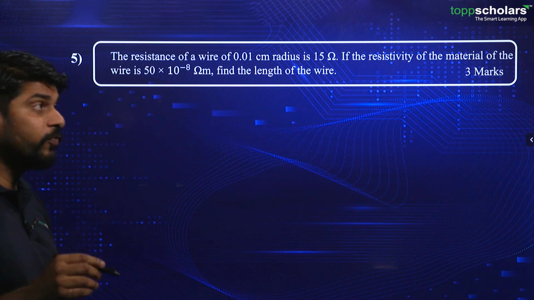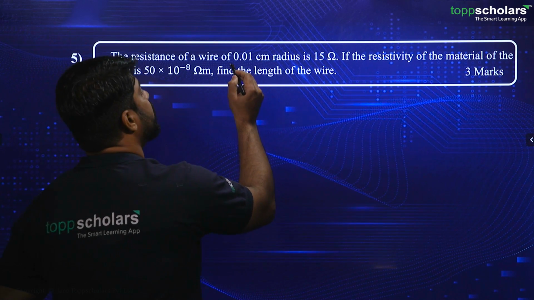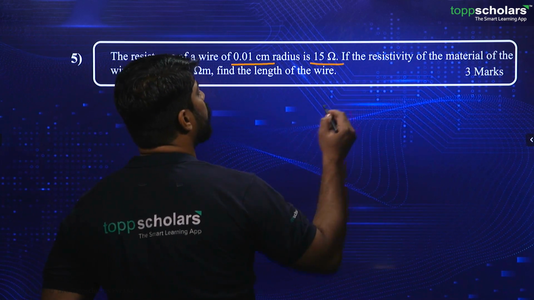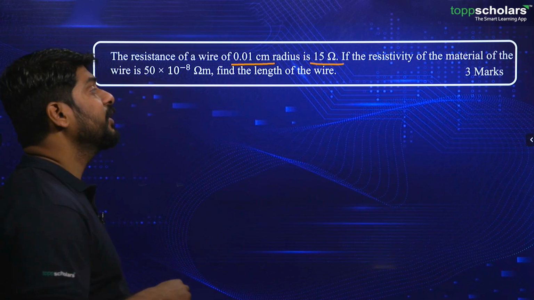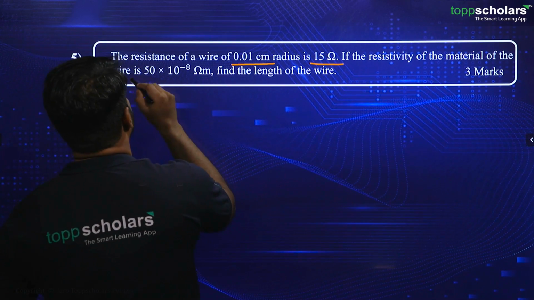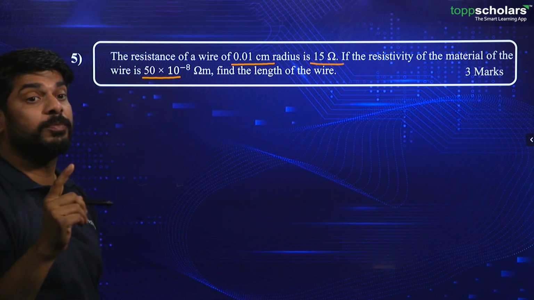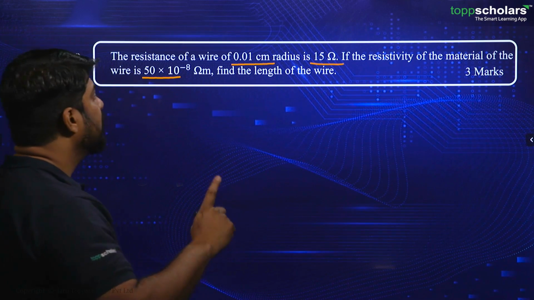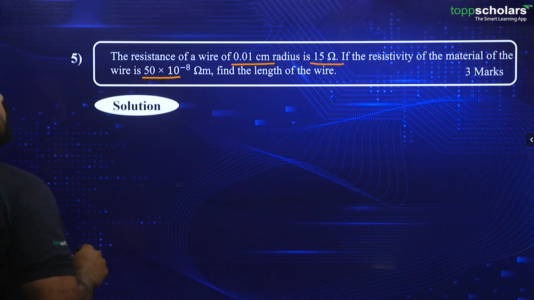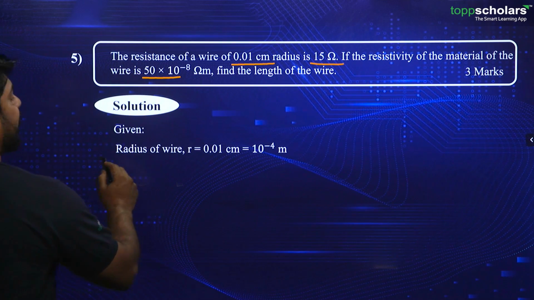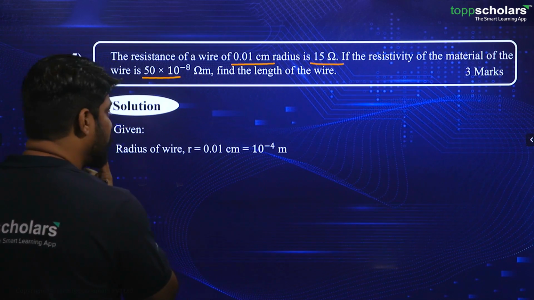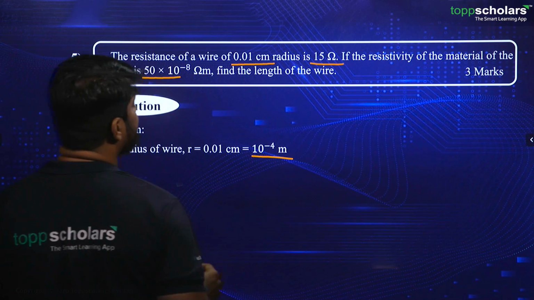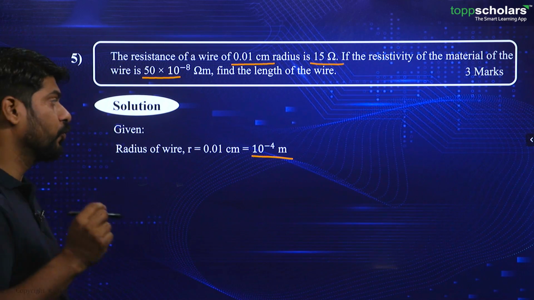The resistance of a wire of 0.01 centimeter radius is 15 ohm. If the resistivity of the material of the wire is 50 into 10 to the power minus 8 ohm meter, find the length of the wire. Okay, so what is given first of all? The radius of the wire is given, that is 0.01 centimeter. Convert it to meter. After converting to meter, we get 10 to the power minus 4.